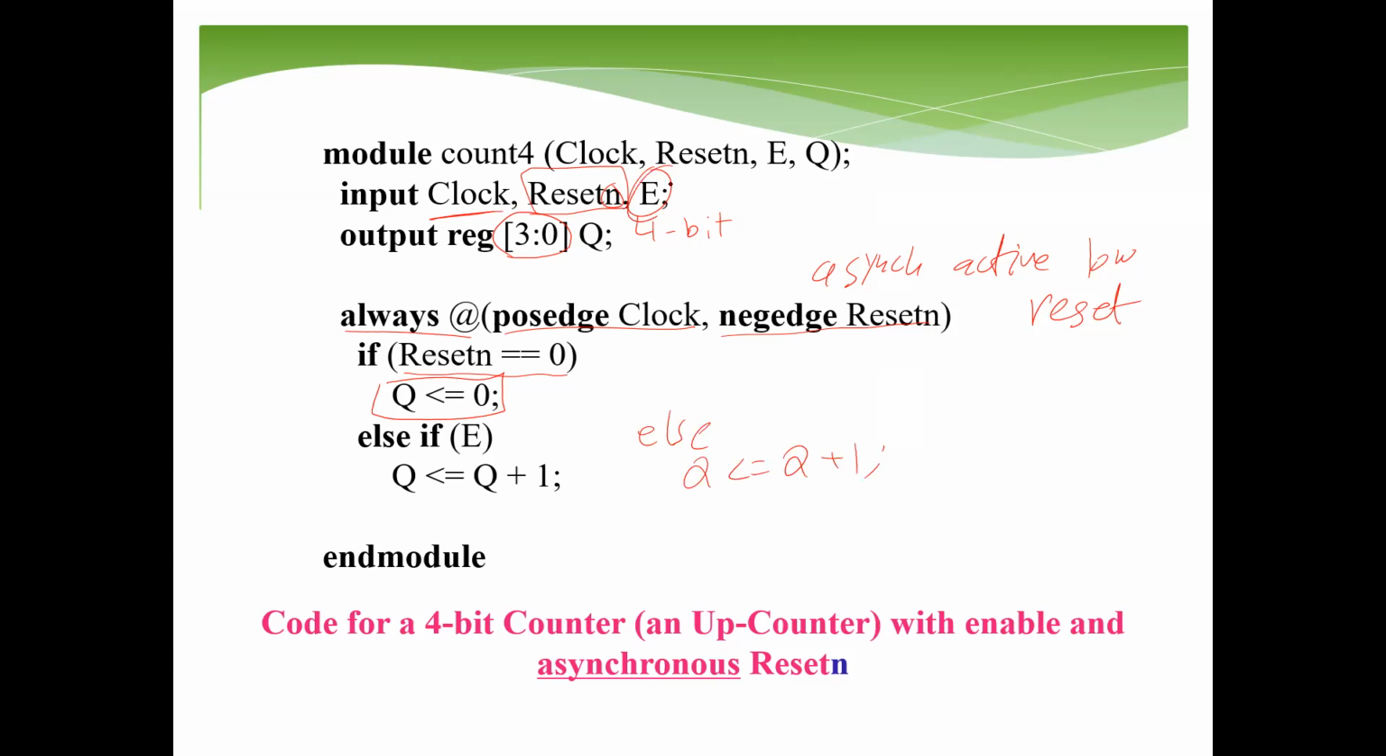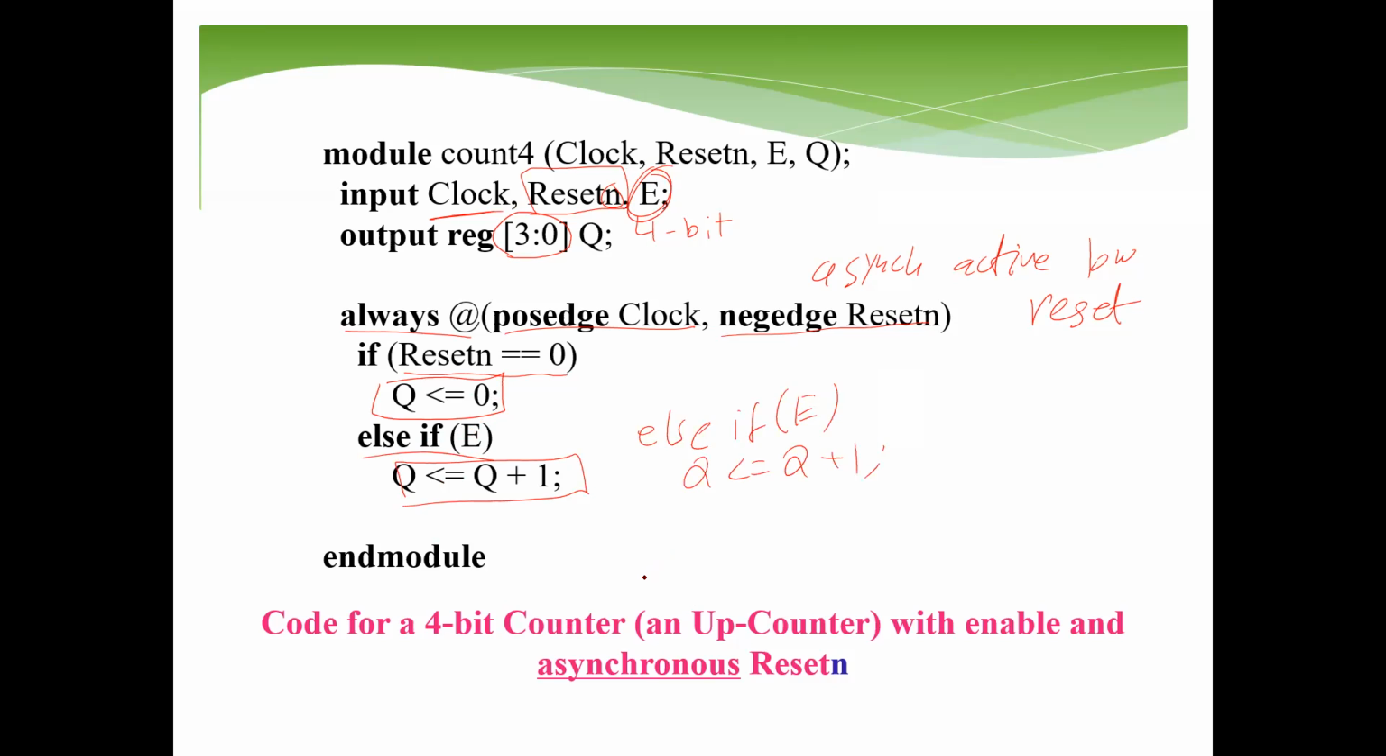But if we have a count enable signal, we only want to count if enable is equal to 1. So we'll change that to else if, and it will depend on the value of E. So else if E is equal to 1, count: let Q equal to Q plus 1.